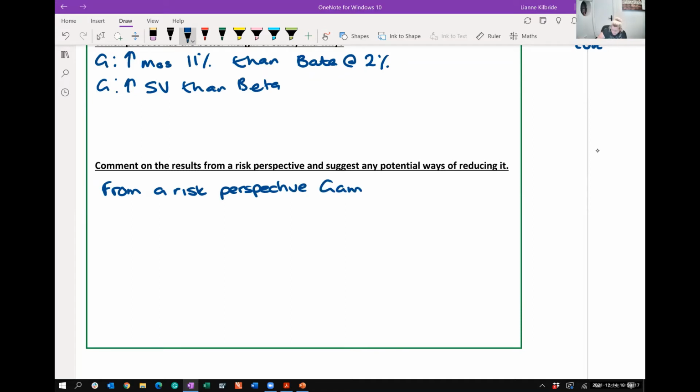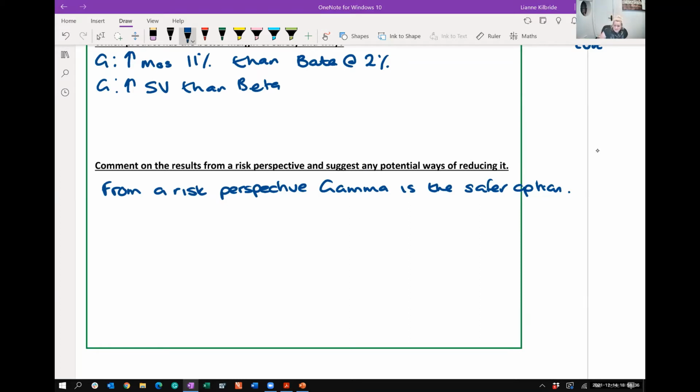Gamma is the safer option. Okay, so we'd first of all stipulate this. There is more risk with Beta because there's only that 2%, isn't there?